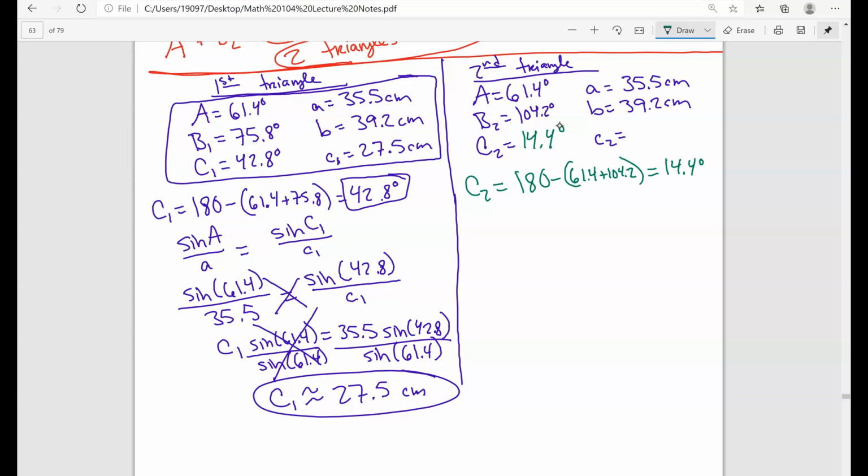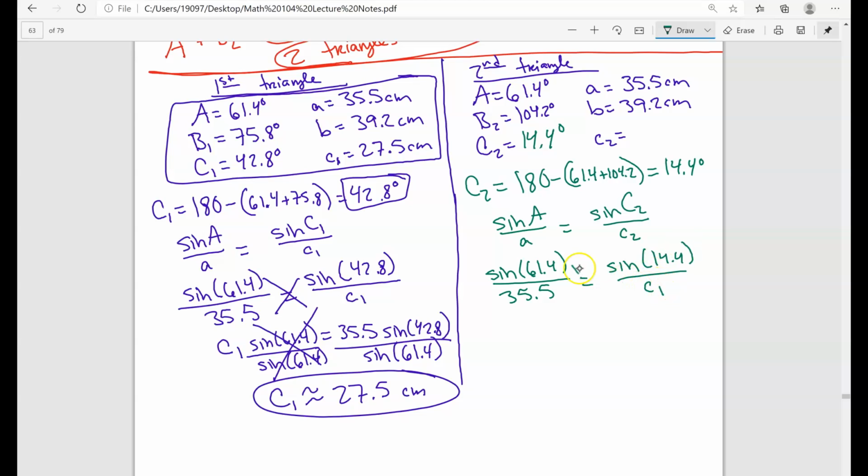Alrighty, so now what we got to do is figure out little c2. So we're going to do the same thing. Sine A over little a equals sine C2 over little c2. So I'm going to have the sine of 61.4 divided by 35.5 equals the sine of 14.4 divided by little c2. Okay, so let's cross multiply. c2 sine 61.4 equals 35.5 times the sine of 14.4.